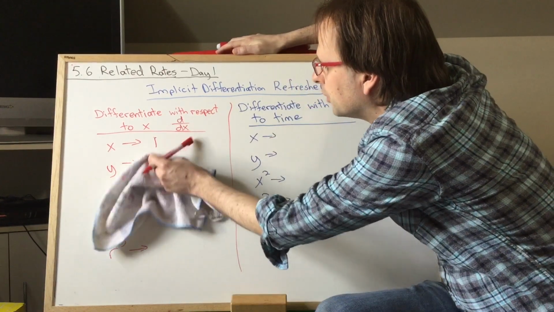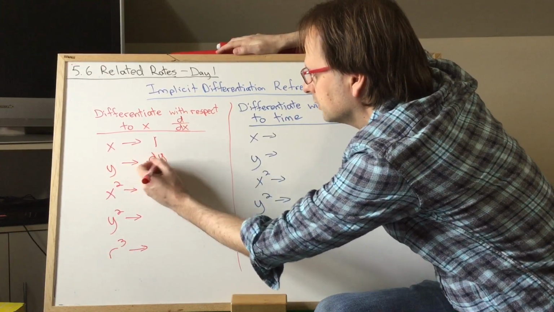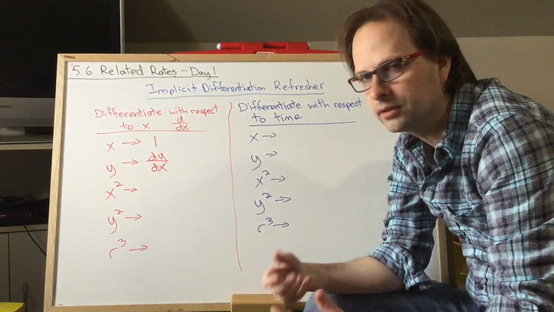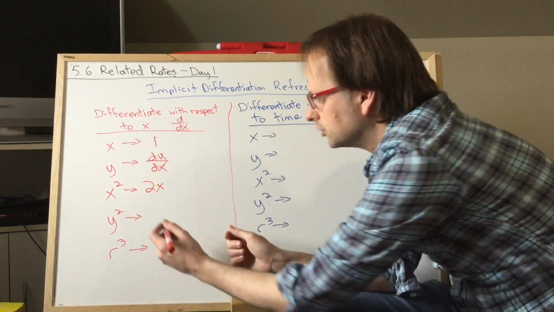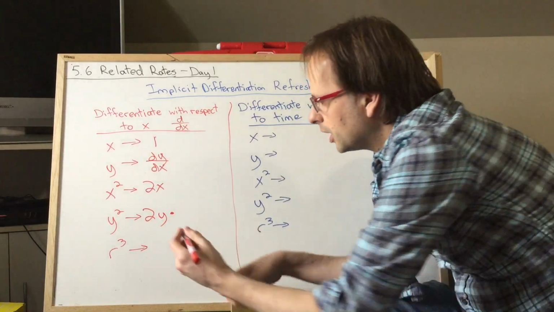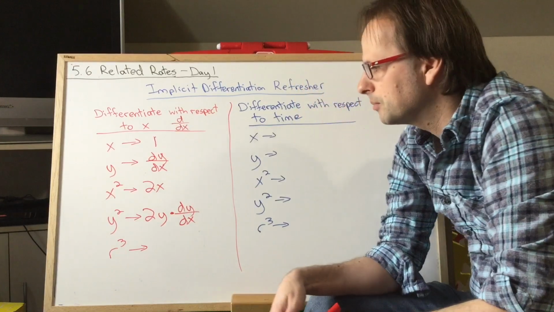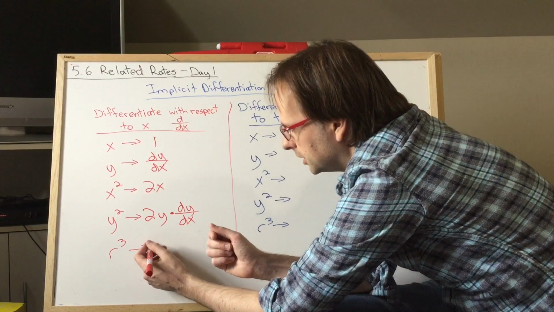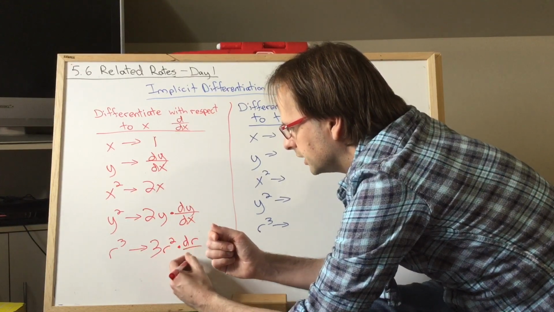So instead of calling it y prime, let's stop being lazy. We'll actually call it dy by dx. If you differentiate with respect to x, x behaves nicely. This becomes 2x, whereas y squared is going to become 2y times what we might have called y prime, but now let's put it in that nice Leibniz notation, dy by dx. If you had some other variable like r, this is going to become 3r squared, and make sure that you tack on your derivative on the end.